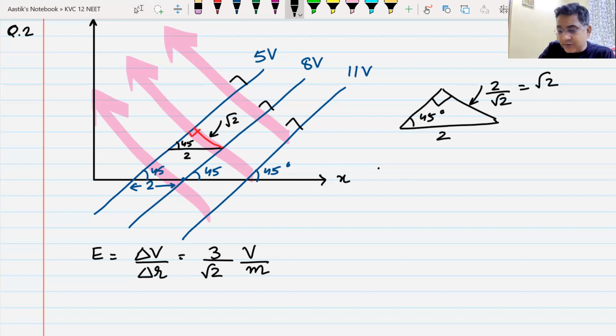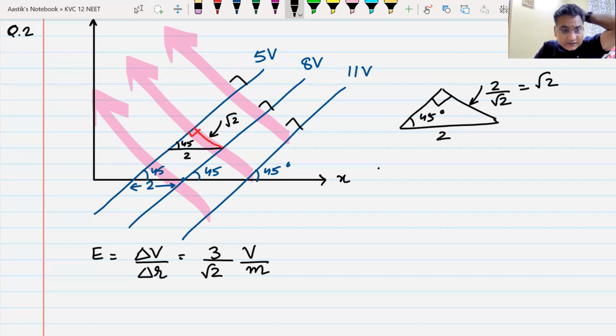Okay. Can we move ahead? Everyone understands this? Shall we move ahead? Yes, sir. Now here what we have done is we knew the equipotential surface, and from there we tried to calculate the value of electric field.